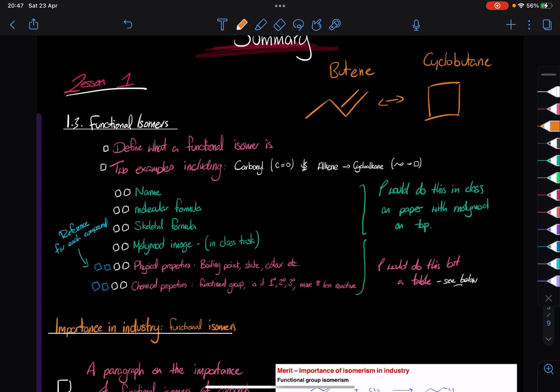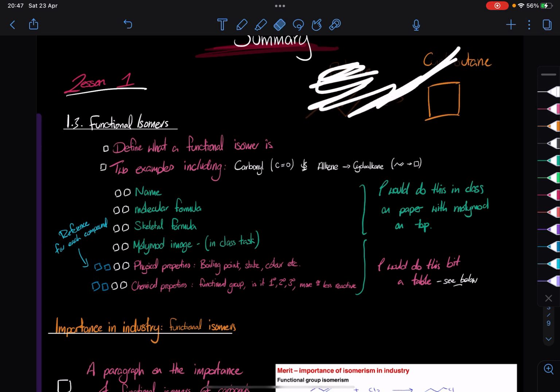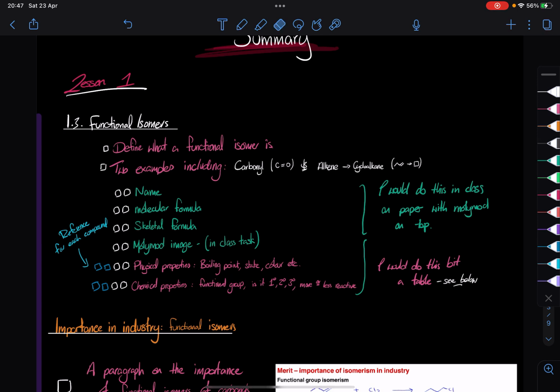So it's the same number of carbons and hydrogens in both of these. However, functionally, they are very, very different. They will react very, very differently. And you can discuss that as well in some of your merit discussion a little bit later down below.